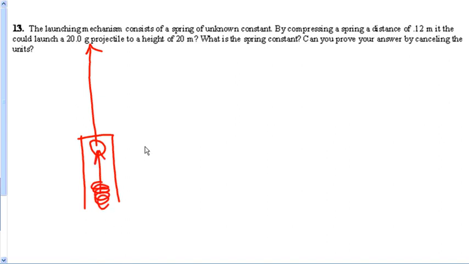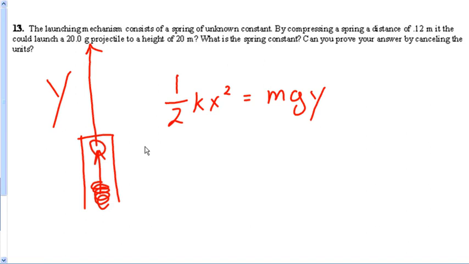All right, last question. It's a little toy gun, and it's shooting a projectile up into the air. Now, there's a little spring down here in the toy gun that's going to do the shooting. Well, that spring is 1 half kx squared, and then we're shooting it up into the air to some height. Well, since energy is not created or destroyed, my two equations have to be equal to each other.